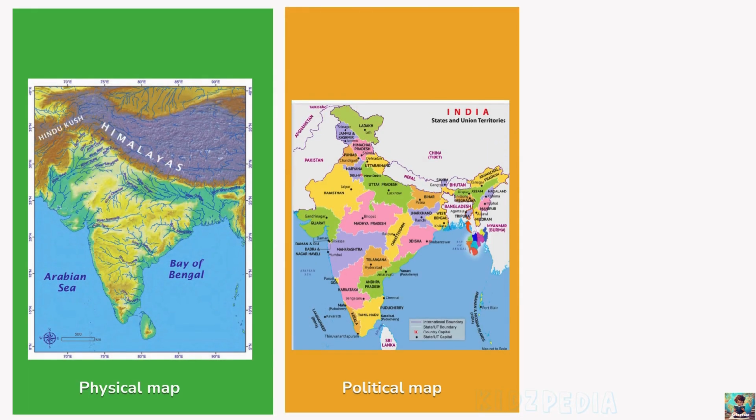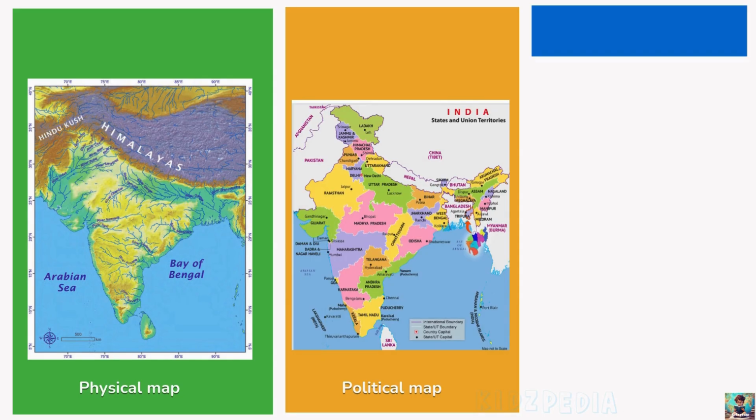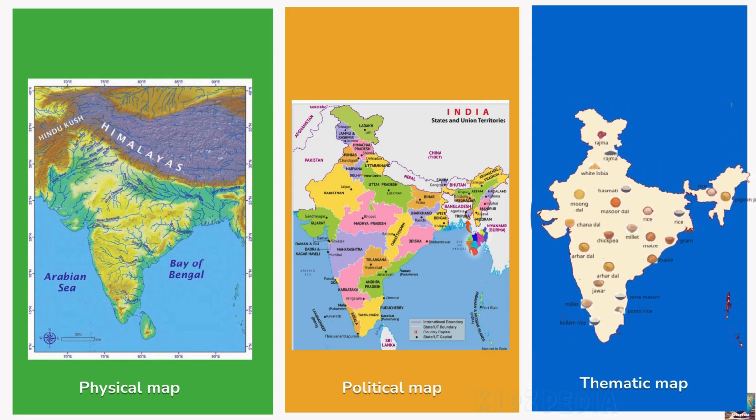So what have we learned so far? A physical map shows the land and nature. A political map shows countries, states, cities and their boundaries. A thematic map shows information about one particular idea or theme.